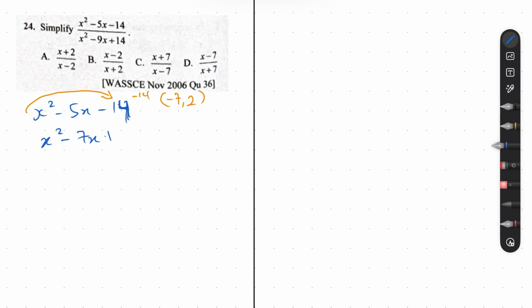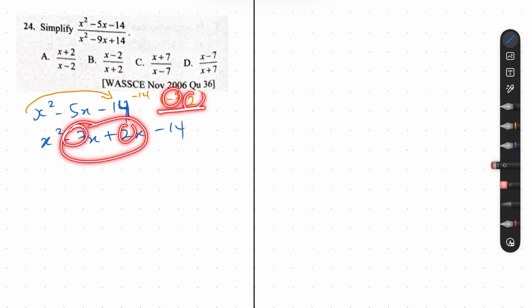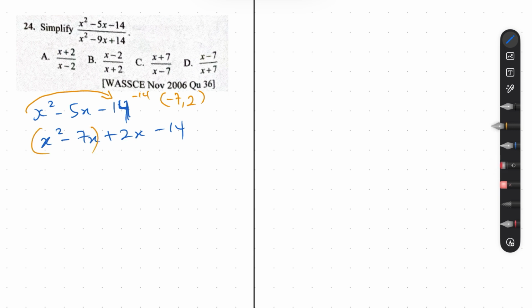x squared minus 7x plus 2x minus 14. Okay, this is just an expansion. Negative 7x plus 2x is the same as negative 5x, and we get this by using the factors that we found. We just use negative 7 here, negative 7 here, and 2 here, 2 here. Okay, cool. So now we can group like terms and then we factorize.